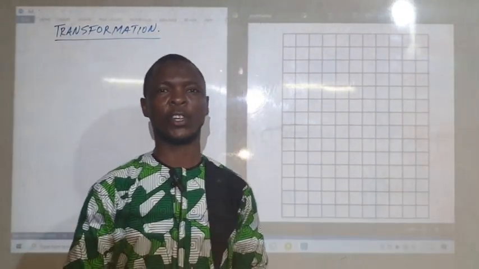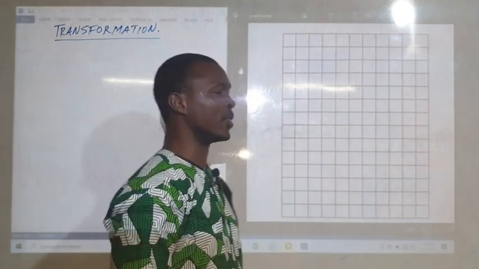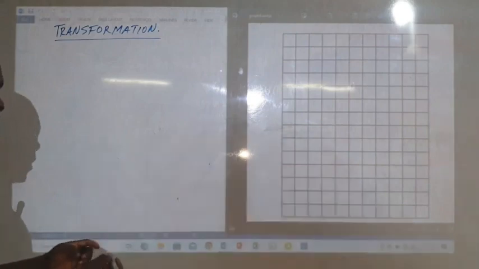So the first one is translation. The second one is reflection. The third one is rotation, and the last one is enlargement.